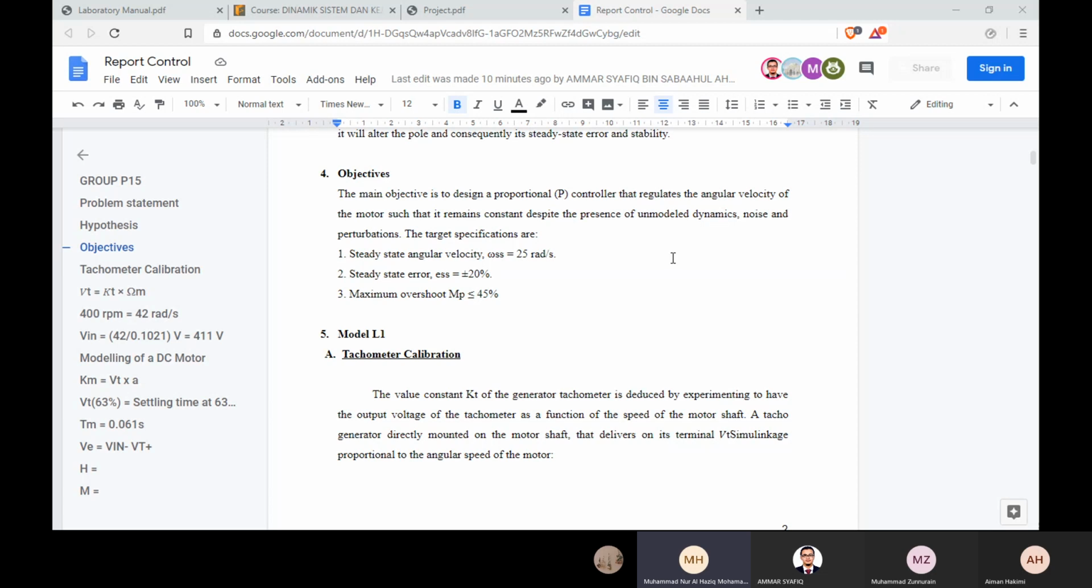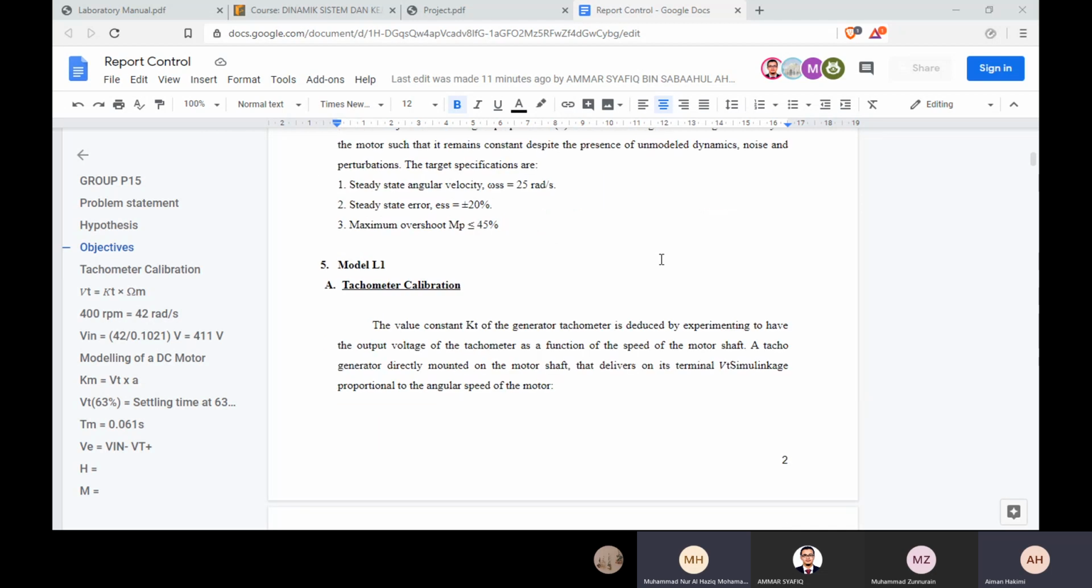So there are 3 targets. The first one is the steady state angular velocity, which we want to reach 25 radian per second. And the steady state error, 20% or near that value. And we want a maximum overshoot that is less than 4%. So we go on to study the first model in our task.